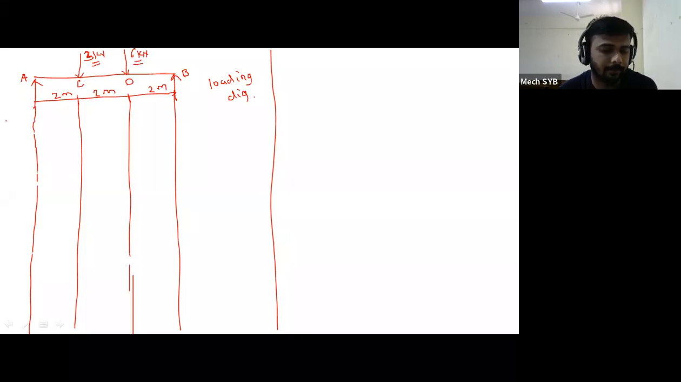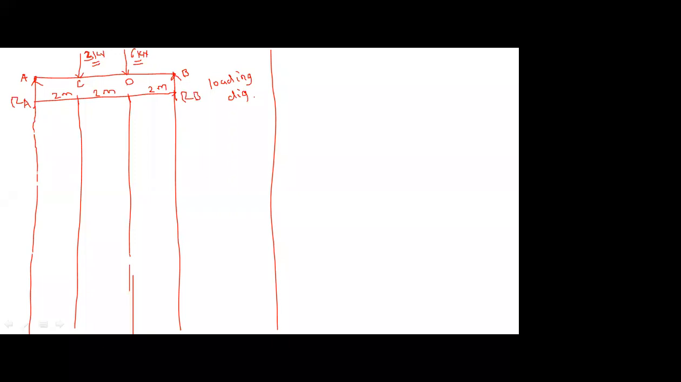But we don't have the value at point A and at point B. So the beam is supported at point A and supported at point B. That means at point A there is one reaction, which is called RA, and at point B again there is a reaction, that is RB.